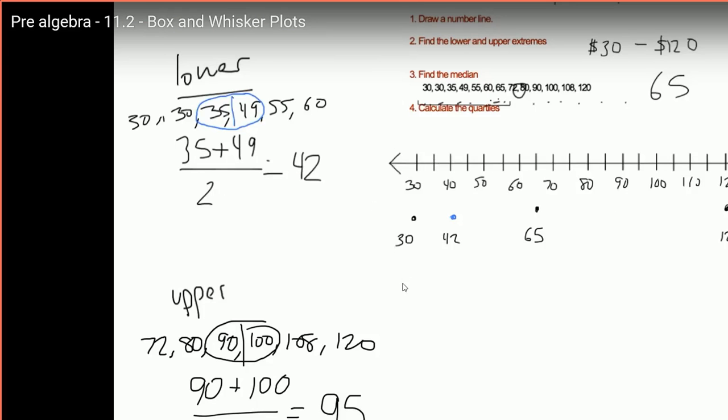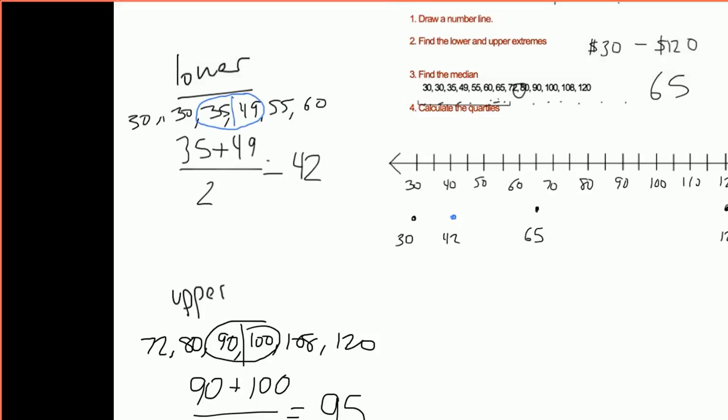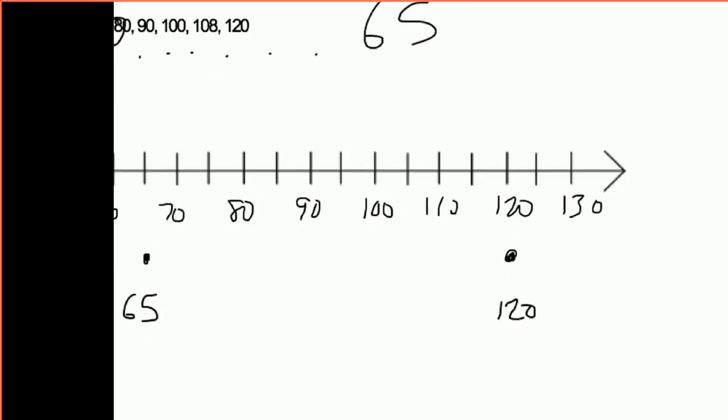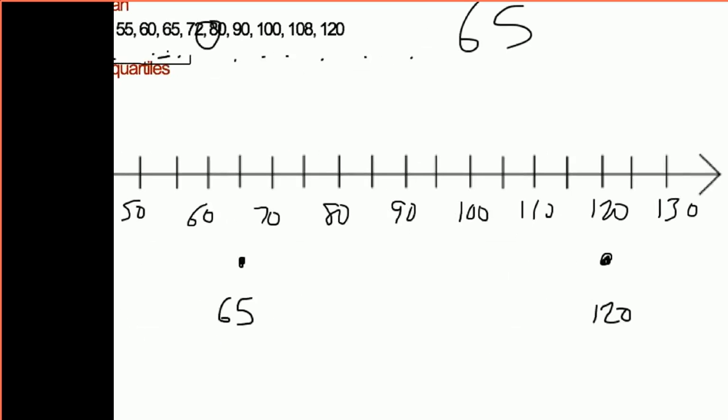Then we will see that the middle is actually between 90 and 100, so you need to find the mean or the average of 90 and 100, which comes out to 95. So we're going to come over here, going to find where 95 would be, which would be right about there, and right on 95. Okay, so now what do we do that we have that?